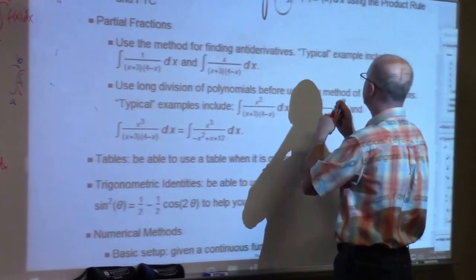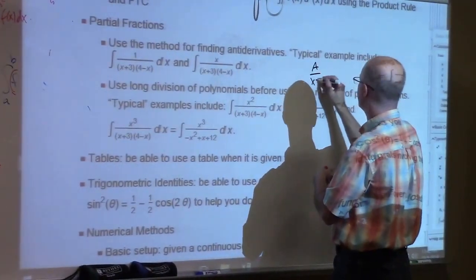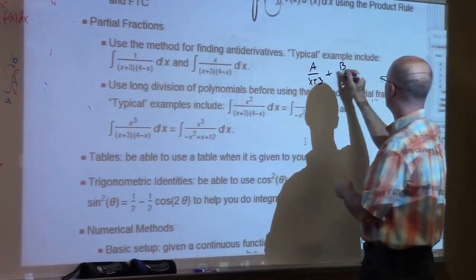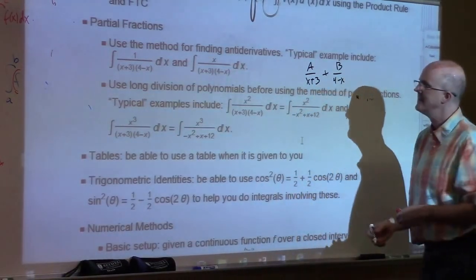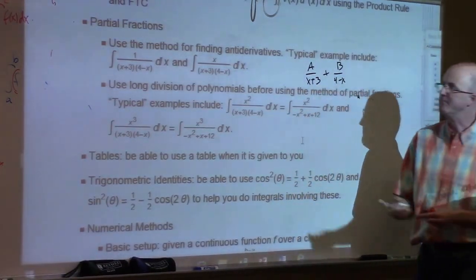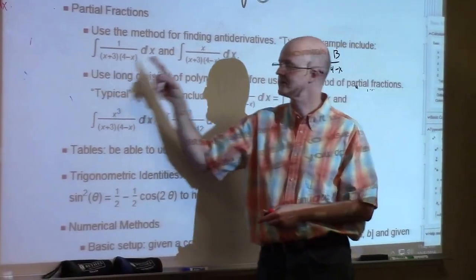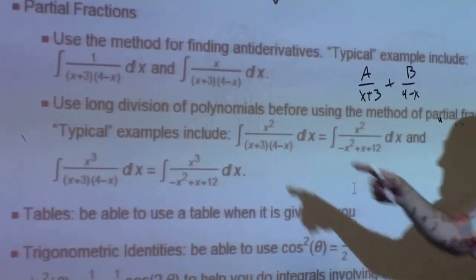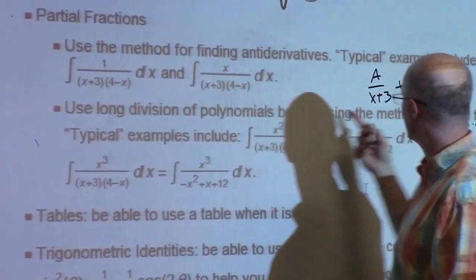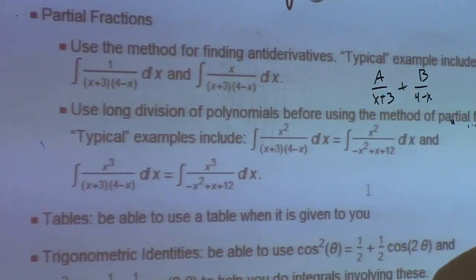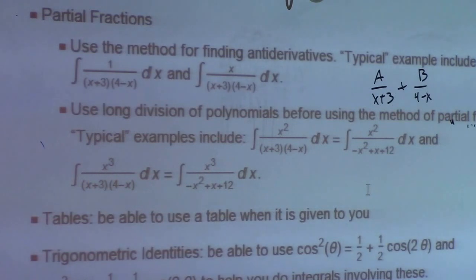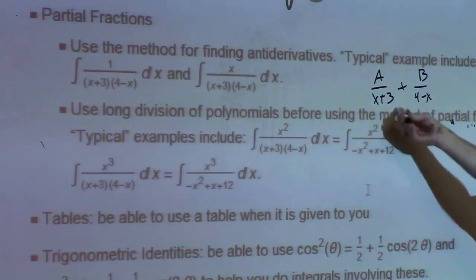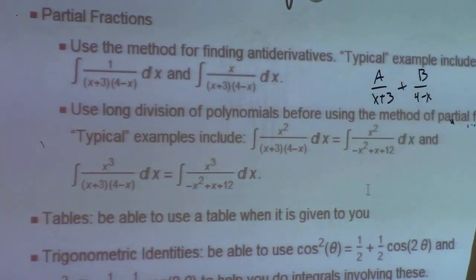In both of these examples, you want to try to write the integrand as a over x plus 3 plus b over 4 minus x, and solve for a and b. In both of these cases, it's the same kind of decomposition. The numerator is different, 1 and x, so you're going to get different a's and b's, but in both kinds of examples this decomposition should work. And then integrating these is easy.